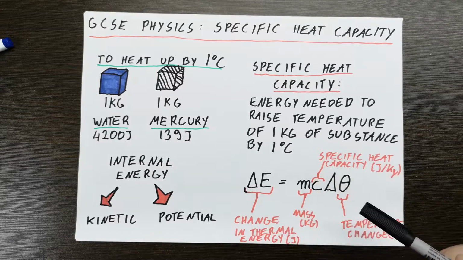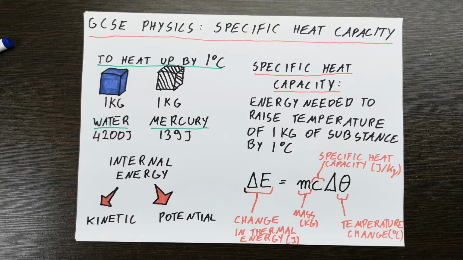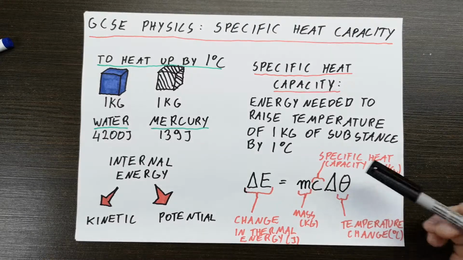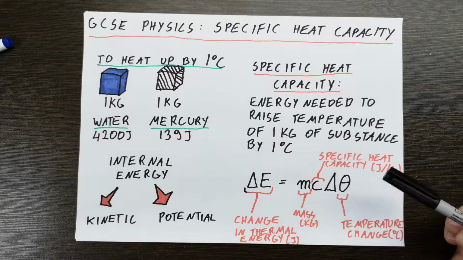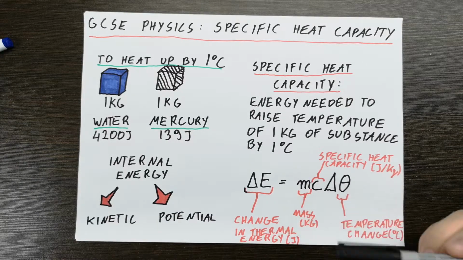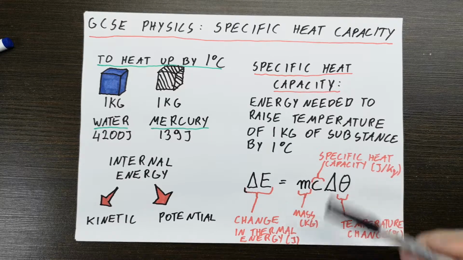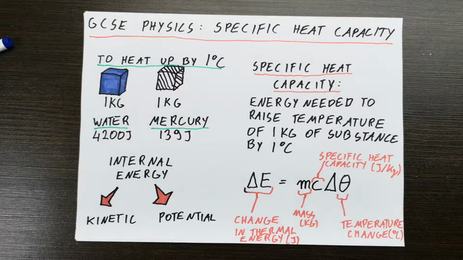Of course, we can rearrange this equation as we would with most physics equations to find any one particular value. For example, if you want to find specific heat capacity, then you'll be dividing the energy by temperature and mass. So you can rearrange this equation the way to suit whatever your question is, whatever you're trying to find out.